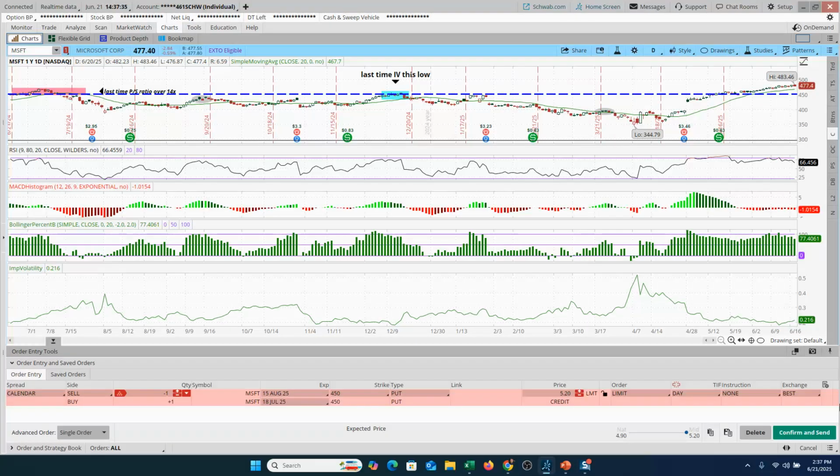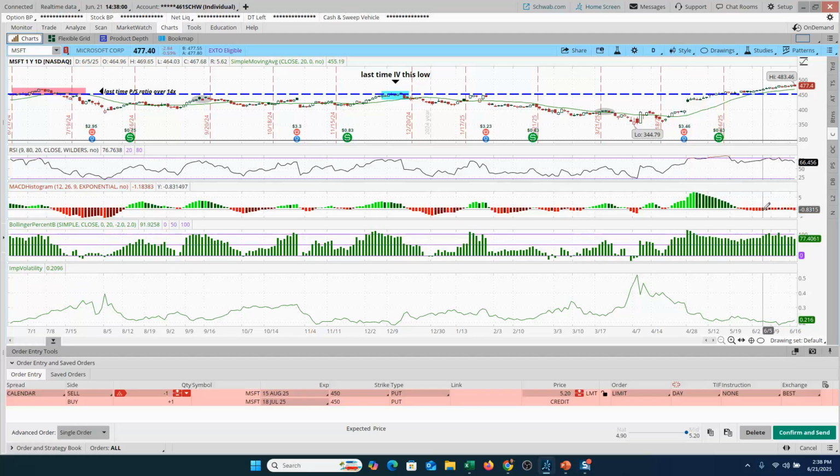First of all, from a technical standpoint, here's the chart on Microsoft. You can see finally showing a little bit of weakness after getting extremely overbought. 9-day RSI getting to well over 80. Got back up there again, but finally starting to soften once again. We're seeing Bollinger percent B hit over 100, starting to soften again.